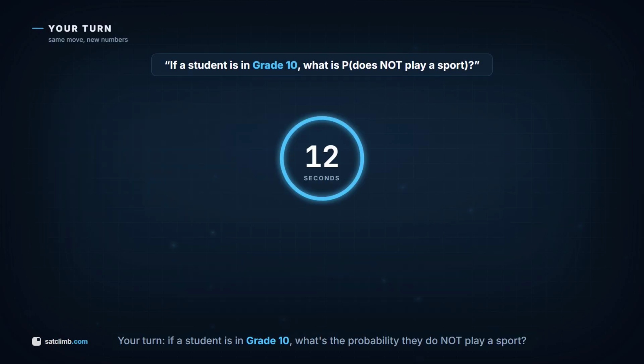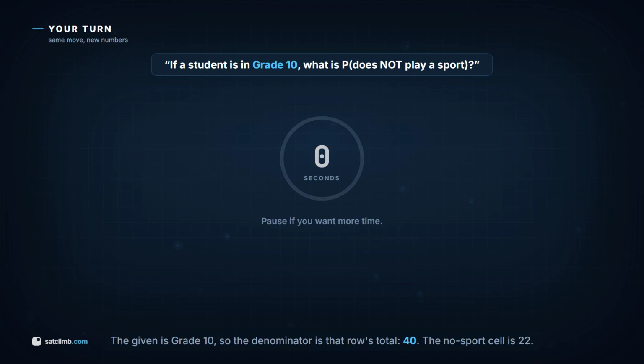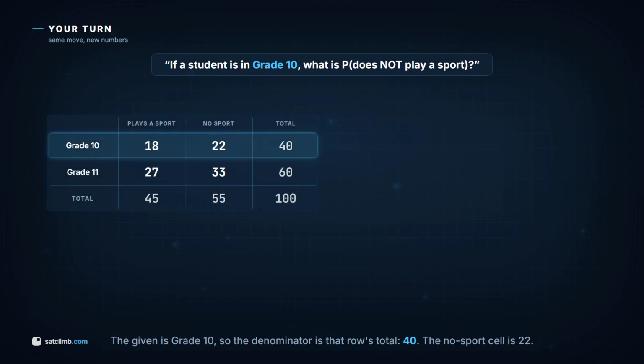Your turn. If a surveyed student is in grade 10, what's the probability they do not play a sport? Pause if you want to work it. The given is grade 10, so the denominator is that row's total, 40. The no sport cell in that row is 22. 22 out of 40. 11/20ths. 55%. If you got 55%, you restricted the denominator like a pro.